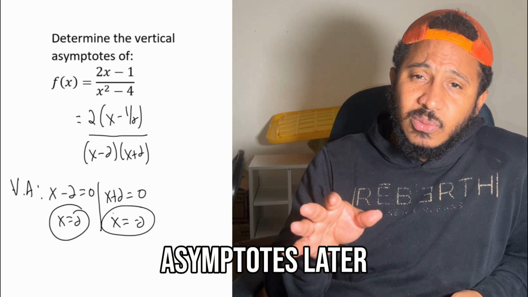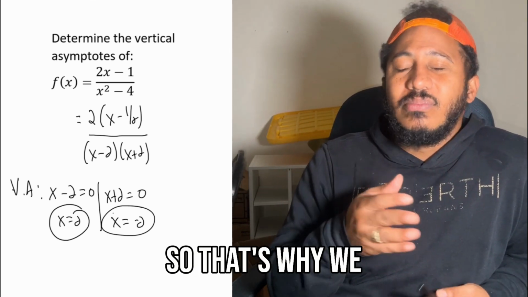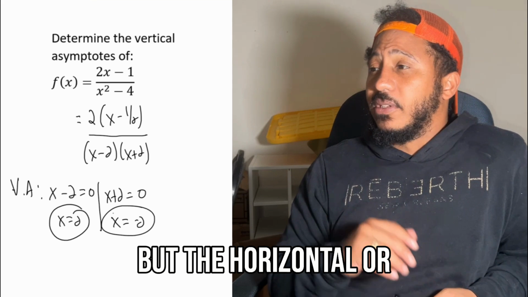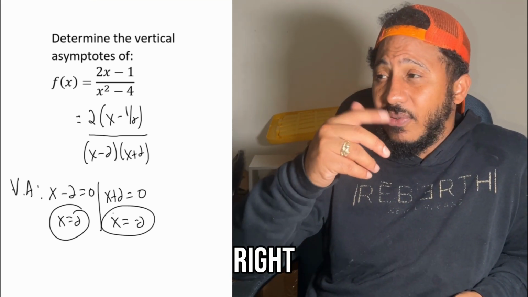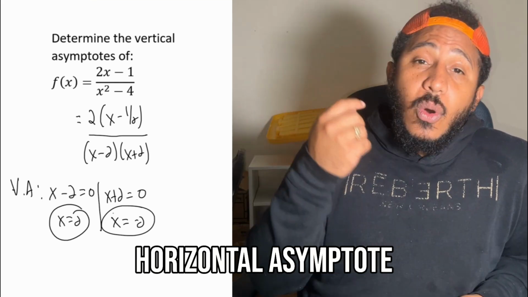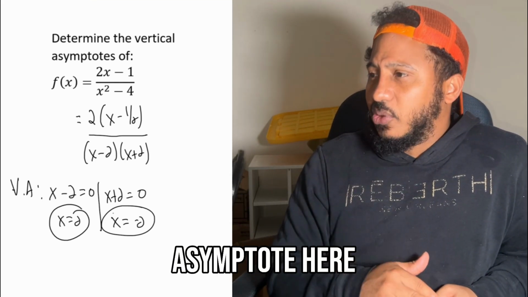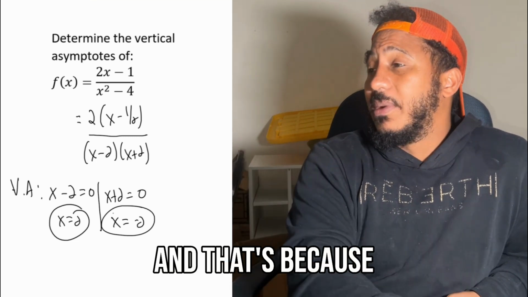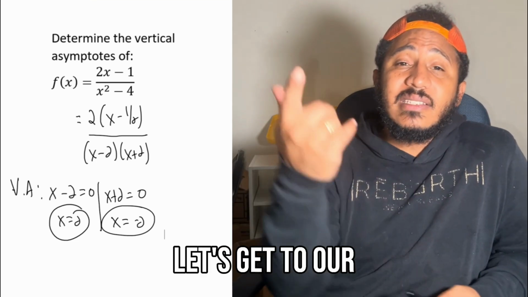Now we'll get to other asymptotes later. The vertical asymptotes kind of play a huge part in calculus, so that's why we address it here. But the horizontal or oblique asymptotes come from just checking the powers of numerator and denominator, right? So like here, we would have a horizontal asymptote instead of an oblique or slant asymptote. We have a horizontal asymptote here at y equals 0, and that's because the numerator has a lower degree than the denominator. Okay, let's get to our Cal 2 problem.